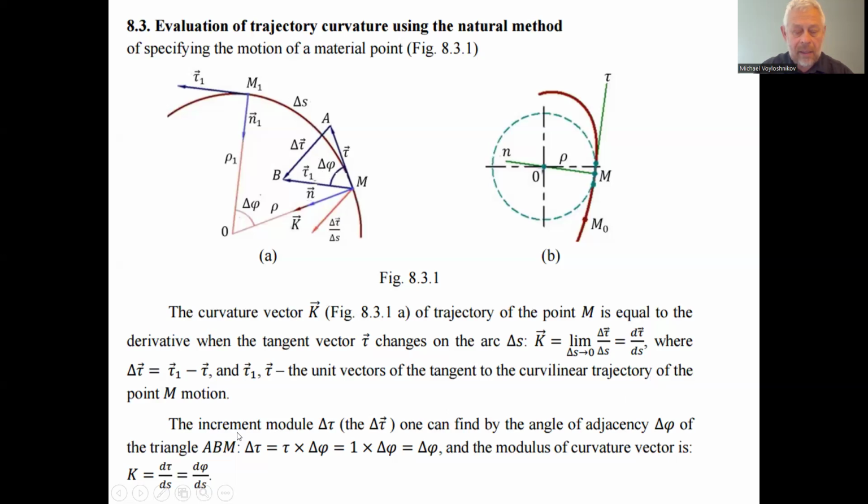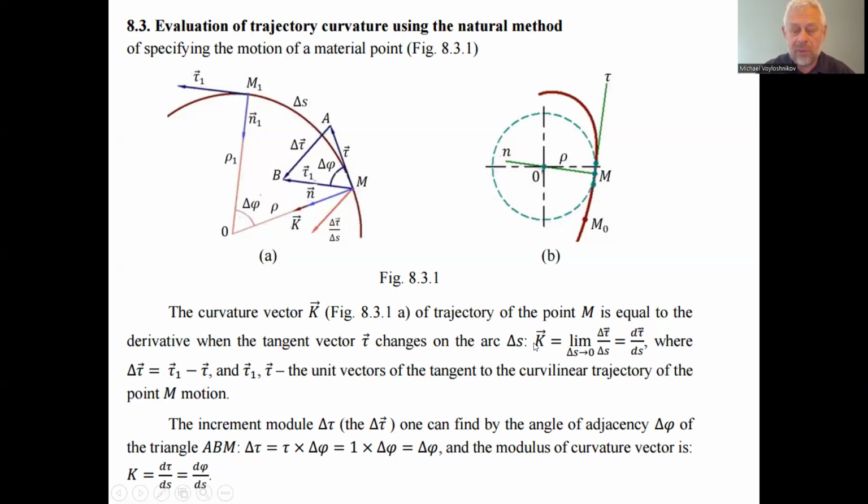So the increment modulus delta tau one can find by the adjacency angle delta phi from the triangle MAB, equal to tau multiplied by delta phi, equal to 1 multiplied by delta phi. So that's just delta phi, because we have a factor equal to 1, the magnitude of the unit ort tau.